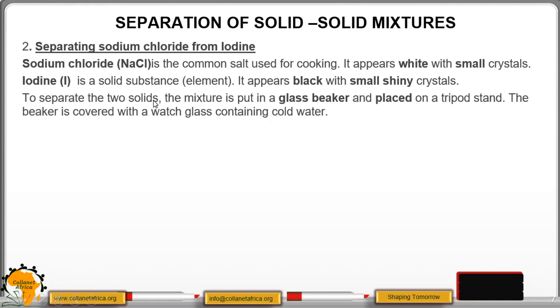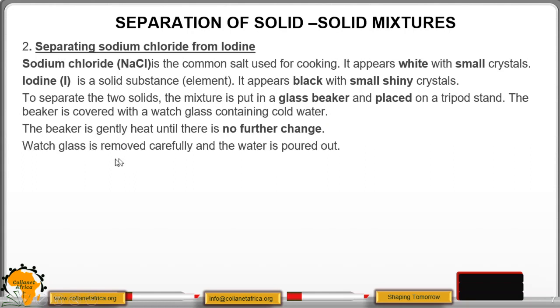To separate the two solids, the mixture is put in a glass beaker and placed on a tripod stand. The beaker is covered with a watch glass containing cold water. The beaker is gently heated until there is no further change. The watch glass is removed carefully and the water is poured out. So we have the beaker, the watch glass, then it is heated.